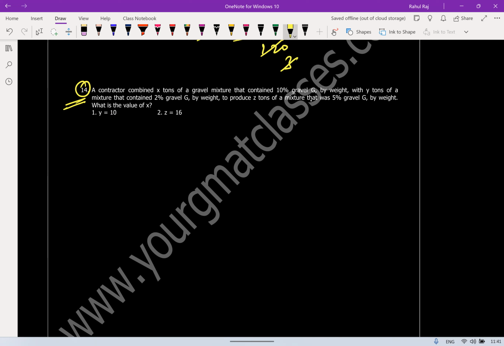So it says a contractor combined X tons of gravel mixture that contains 10% of gravel G. Gravel G is nothing but X, so 10% of X, with Y tons of mixture that contains 2% gravel G. That is, gravel G is here in Y tons, that is 2% of Y, to produce Z tons of a mixture that contains 5% gravel G. That is 5% of Z. Z is produced by mixing X and Y only, so Z is nothing but X plus Y. That's it.